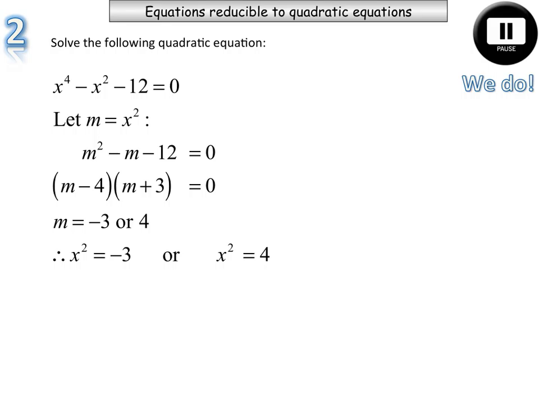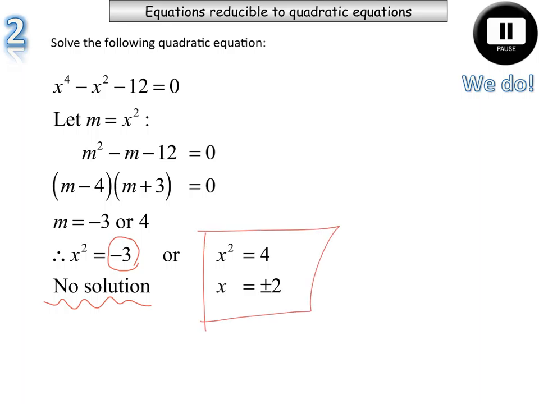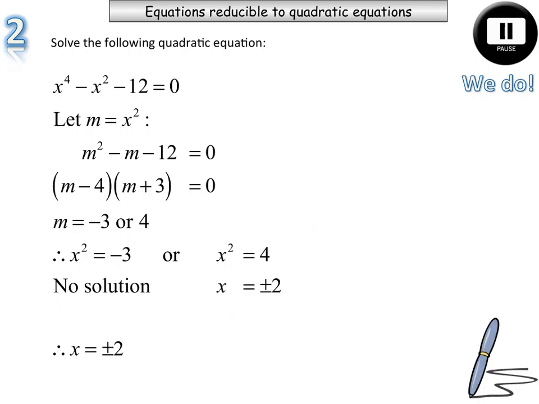Now let's substitute back our x squared. So x squared is equal to negative 3 or x squared is equal to positive 4. Remembering that x squared is always going to be positive or 0, so it cannot be equal to a negative. So that's why we have no solution for that particular one. And we have x squared is equal to 4, giving us our two solutions, plus or minus 2. So therefore x is equal to plus or minus 2.